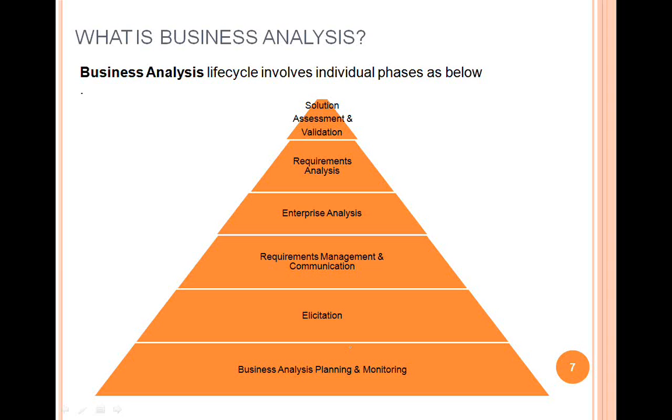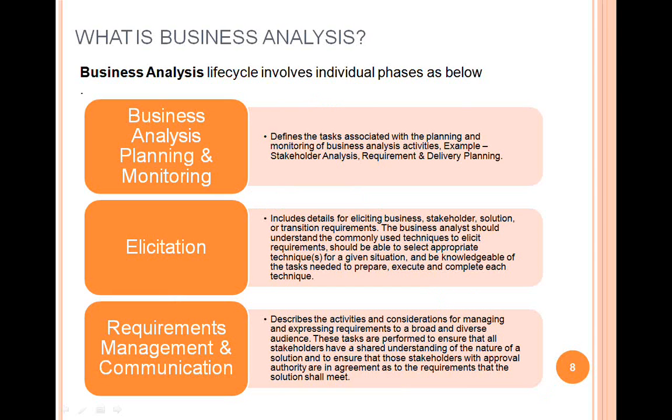Okay. Looking from bottom towards top, there are 6 different phases of a business analysis life cycle. Starting from business analysis planning to requirement solicitation, to the management and communication of requirements, performing enterprise analysis, detailed requirement analysis, and then solution assessment and validation. Okay, let's look at all of these 6 phases in slight more detail.